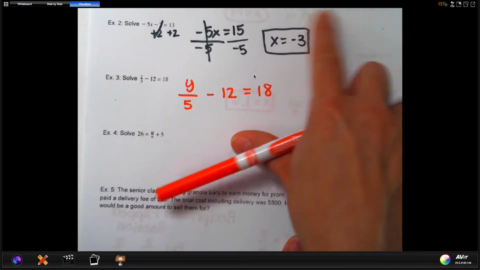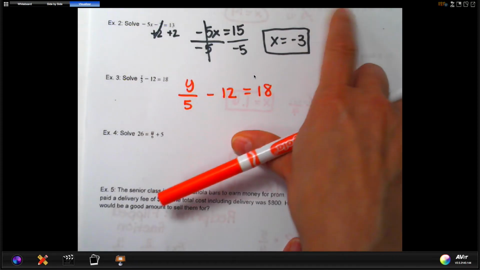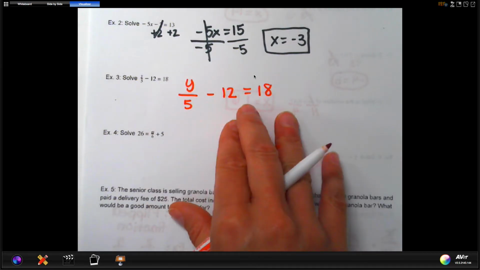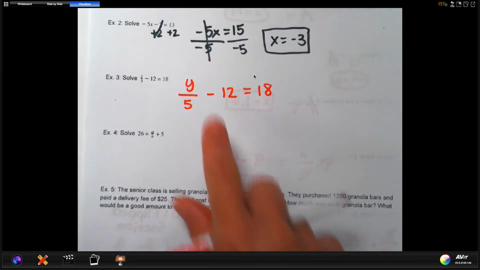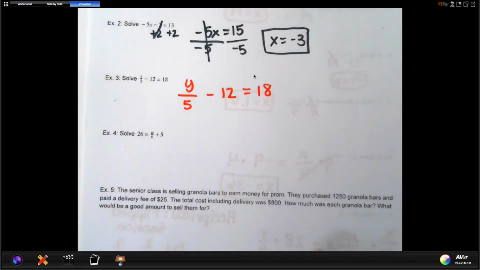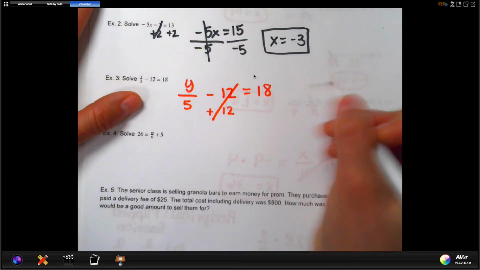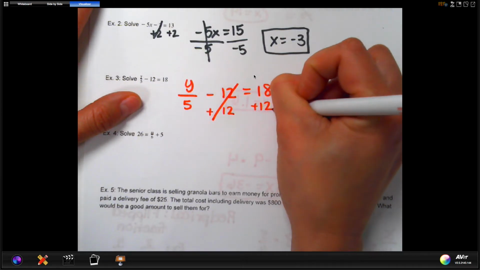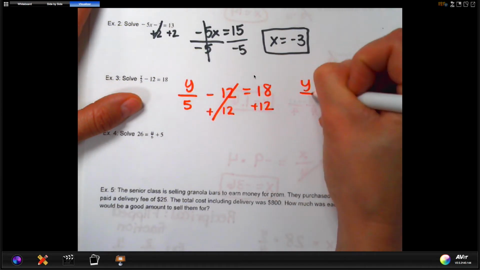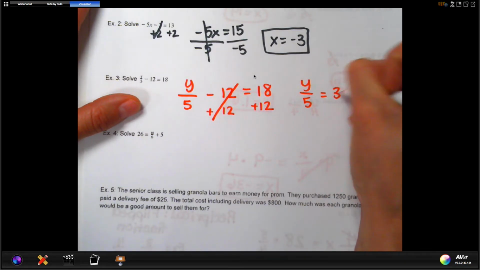Again, we're undoing PEMDAS here, right? So is there an add or subtract that needs to get undone first? And the answer is yes, there's a minus 12. So to undo that, we will add 12 here to cancel and add 12 here. So now you have y over 5 equals 30.